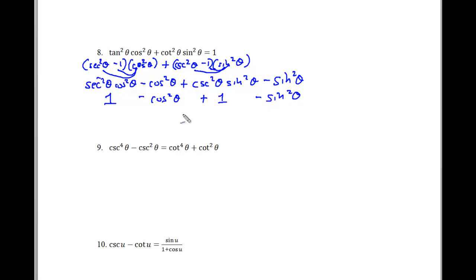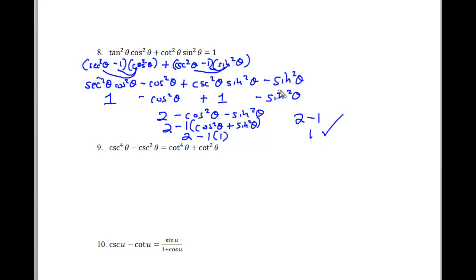squared theta. And what this gives me now is I got 1 plus 1, that's 2, and I've got my minus cosine squared theta minus sine squared theta. And in kind of a weird little twist here, because I know from my trigonometric identities that sine squared theta plus cosine squared theta is equal to 1, I'm going to factor out a negative 1 from these two expressions here. So now I've got my cosine squared theta positive and my sine squared theta positive. So now I have 2 minus 1 times 1, or 2 minus 1 equals 1, and I've established my identity.